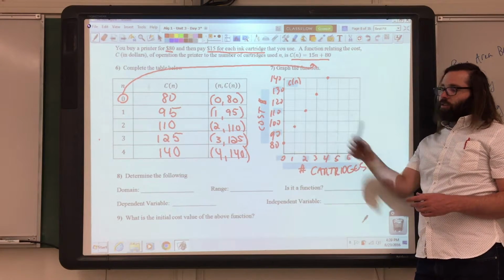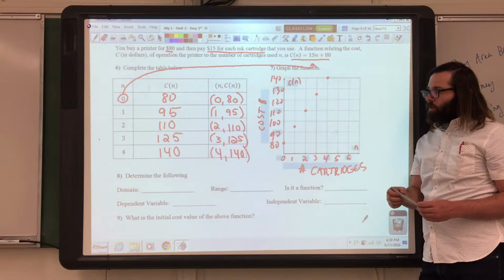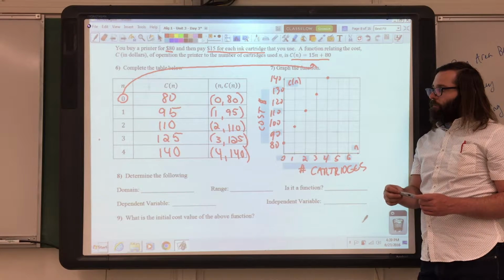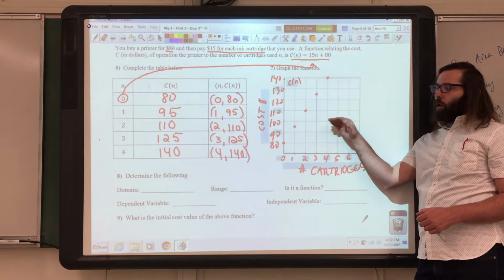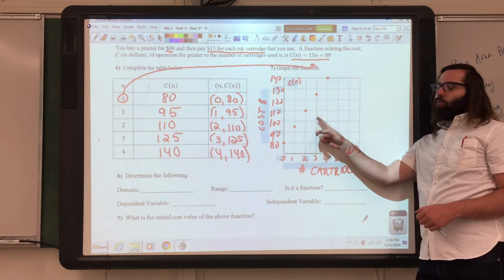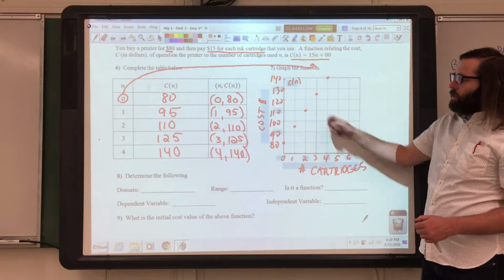So what kind of function is this? Discrete or continuous? Okay. Are they connected? No. So it is not continuous. It's discrete.